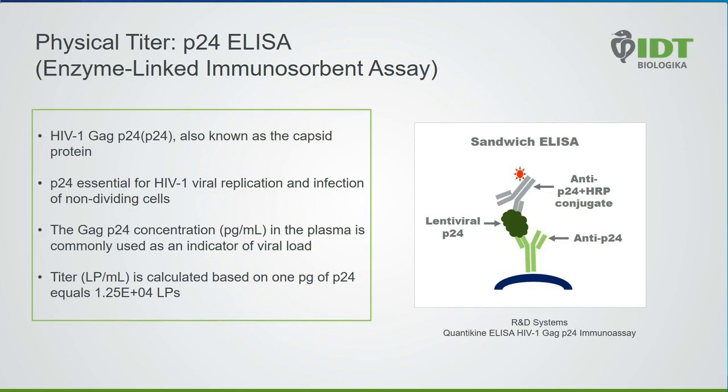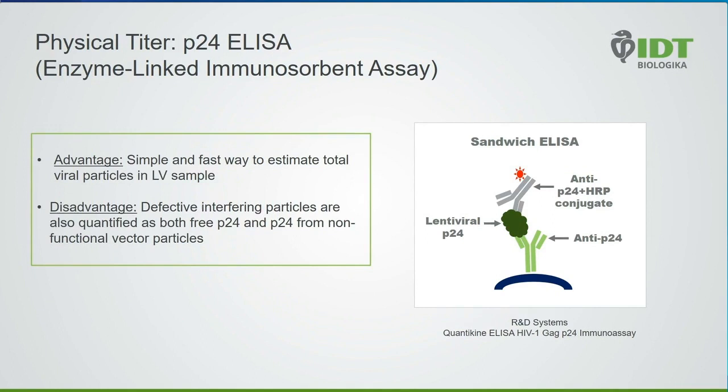And we calculate the lentivirus particles per ml based on 1 picogram of P24 equals 1.25 times 10 to the power 4 lentivirus particles. The advantage of this ELISA method is that it is very fast, and in a day we can estimate at least 15 samples. The only disadvantage is it detects both functional as well as non-functional particles, as well as the free capsid proteins.